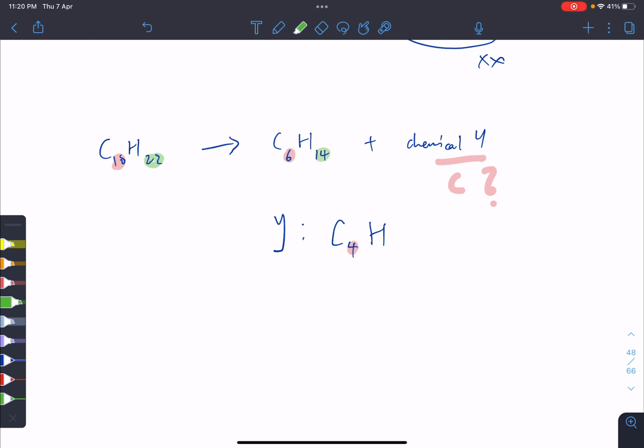Mathematics tells me that my H would be 22 minus 14, which is 8. Oh, so a possible identity would be butene, no? Whatever lah. So that's it. So this is what you need to know.